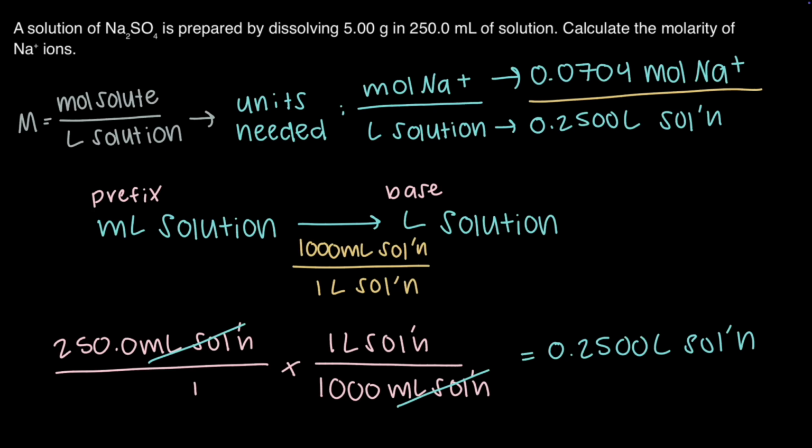0.0704 moles of Na+ divided by 0.2500 liters of solution will give us 0.282 molar Na+.